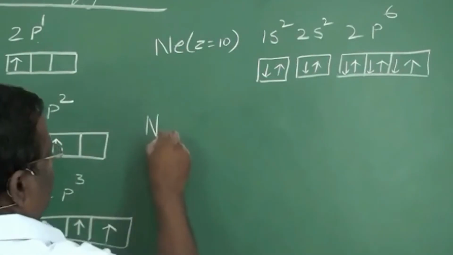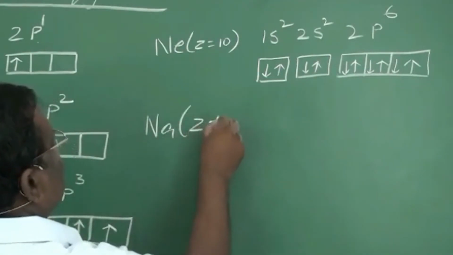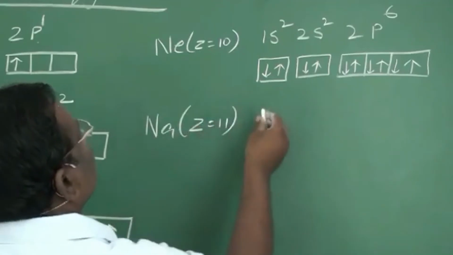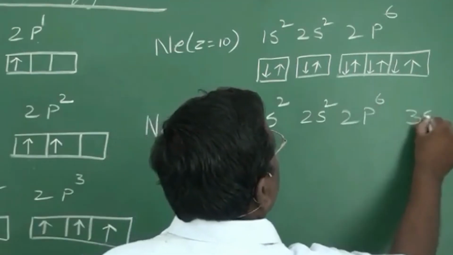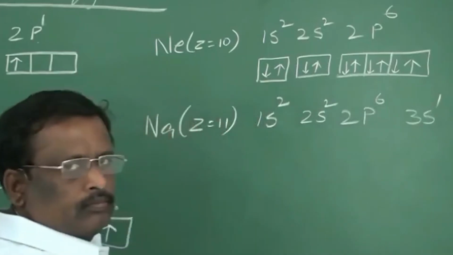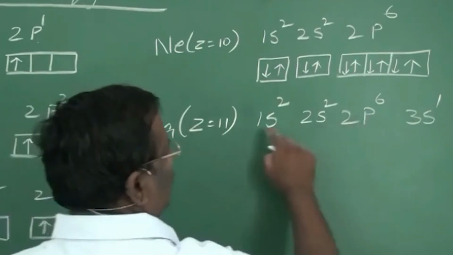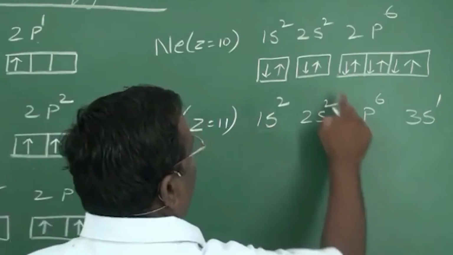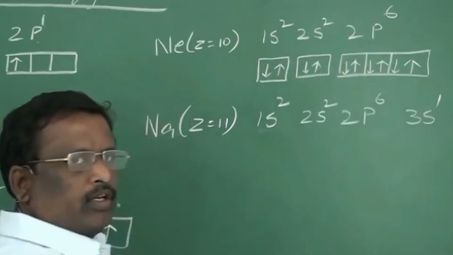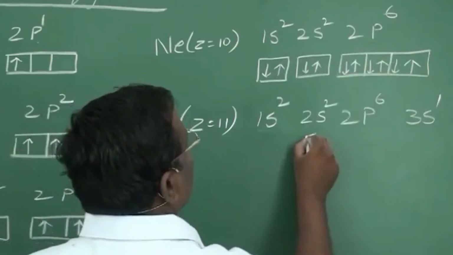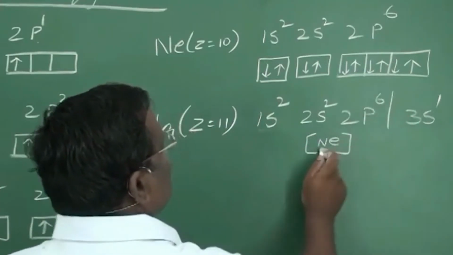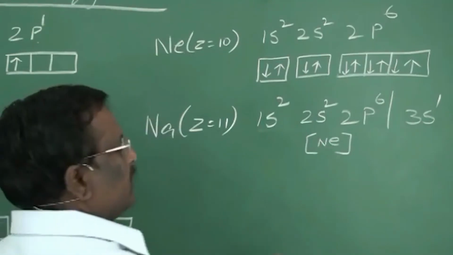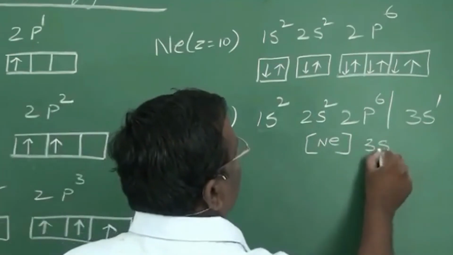Sodium. Electronic configuration is 1s2, 2s2, 2p6, 3s1. Because up to this, the electronic configuration will become the neon configuration, this electronic configuration can also be represented like this: Neon, because up to this it is the neon configuration. So it can be represented like this also, neon 3s1.